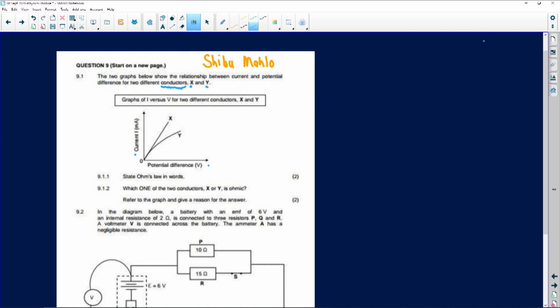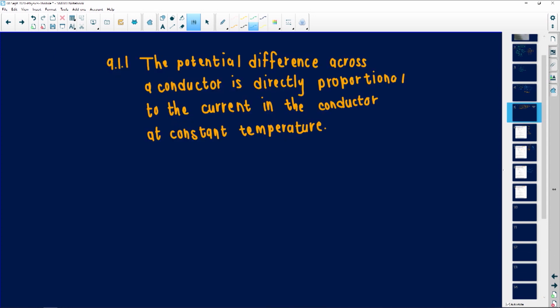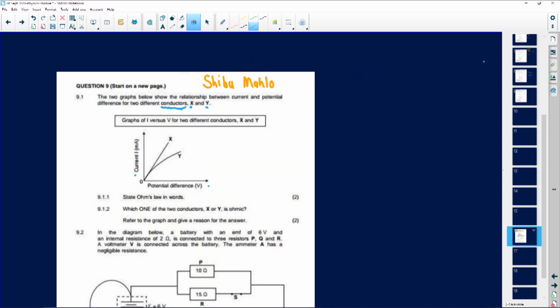9.1 says we need to state Ohm's law in words. I already did in the previous one. If you just joined us, when we state Ohm's law, it says the potential difference across a conductor is directly proportional to the current in the conductor at a constant temperature. I hope you're already seeing what is happening here. What happened in the previous question? They first asked us about Ohm's law and got us nicely warmed up before they actually started asking us about the electric circuits.